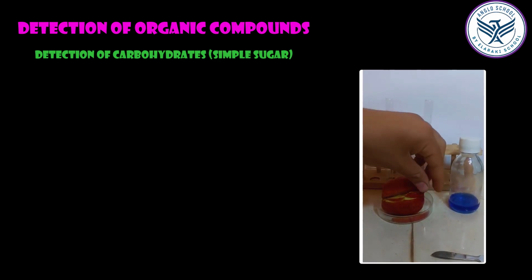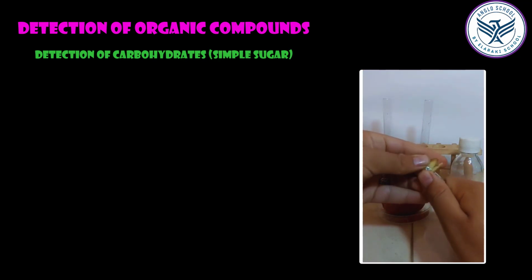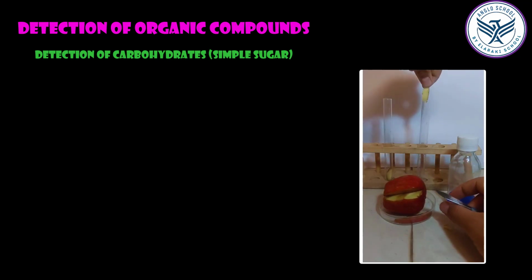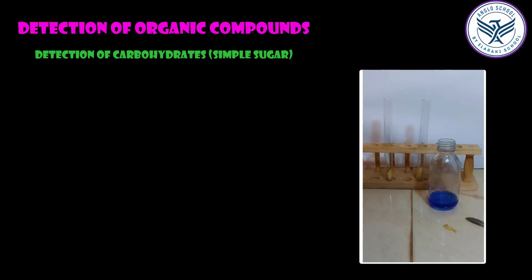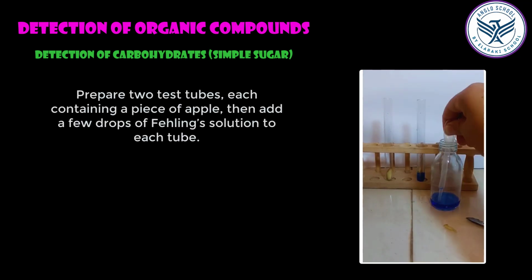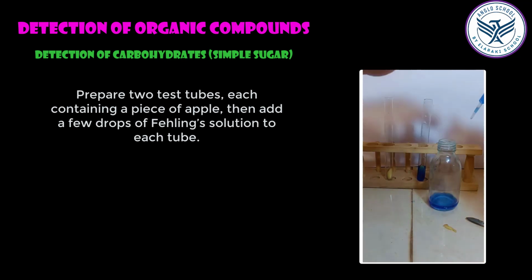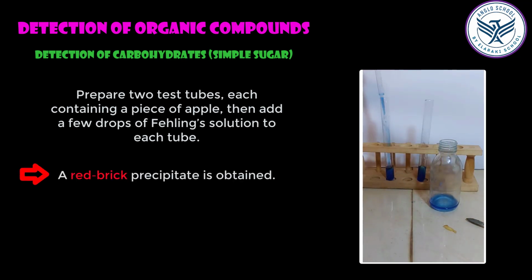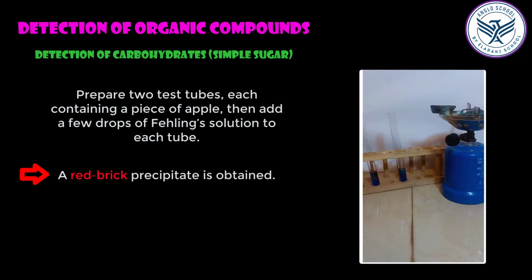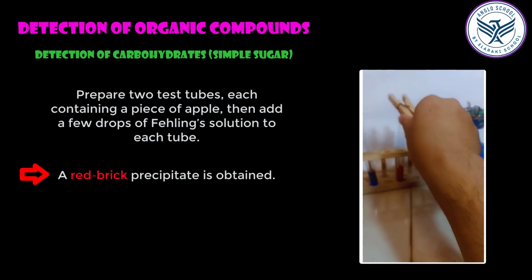Detection of carbohydrate simple sugar. Prepare 2 test tubes, each containing a piece of apple, then add a few drops of Fehling's solution to each tube. After that, we heated the test tube using a heater and observed that the color changed to orange. This color indicates that the piece of potato contains simple carbohydrate sugars.